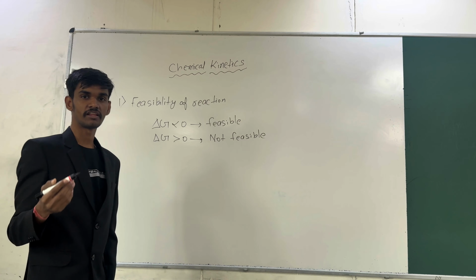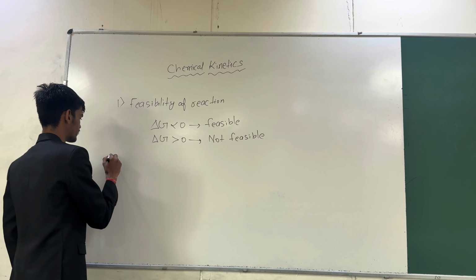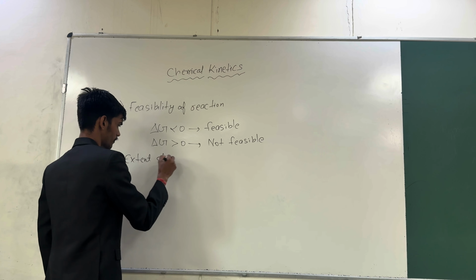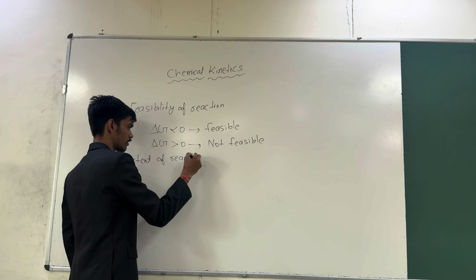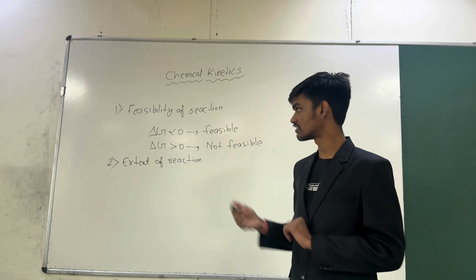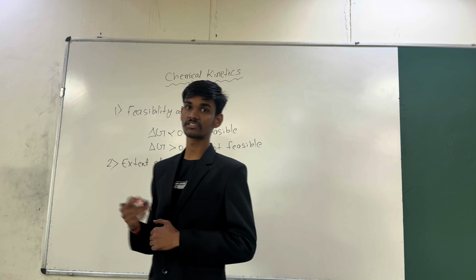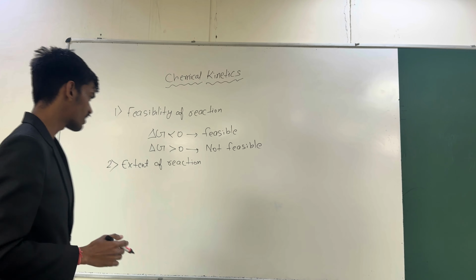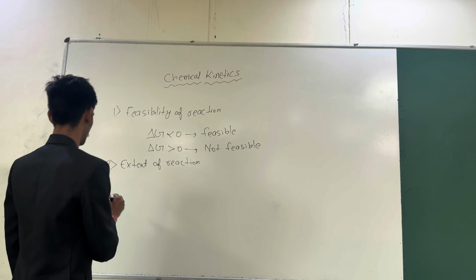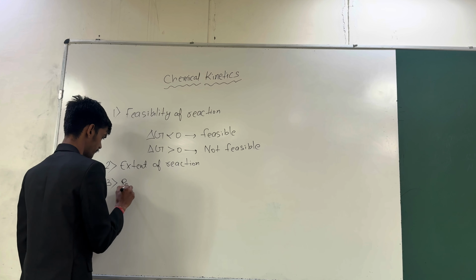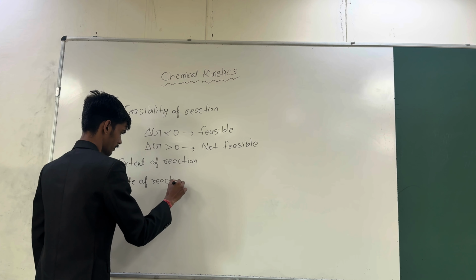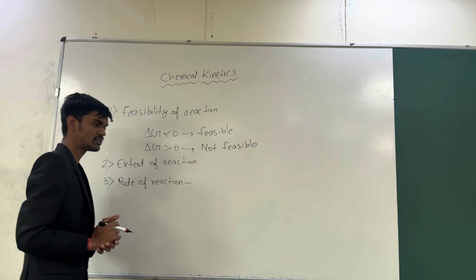The second factor that we should know is extent of reaction. At what extent the reaction is occurring is discussed in chemical equilibrium, where we discuss the law of mass action. And the third and most important thing that we discuss in this chapter is called rate of reaction. At what rate the reaction is occurring.